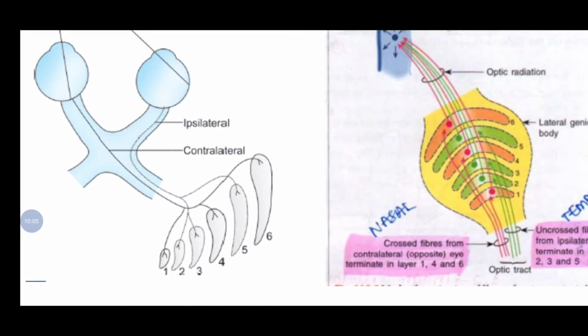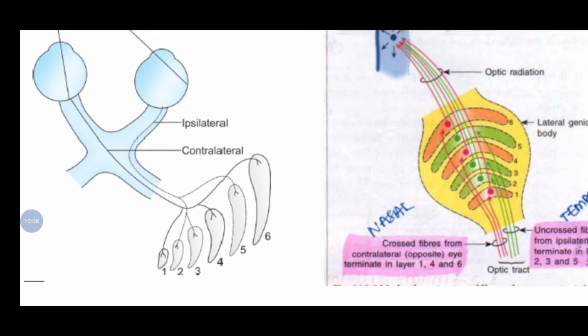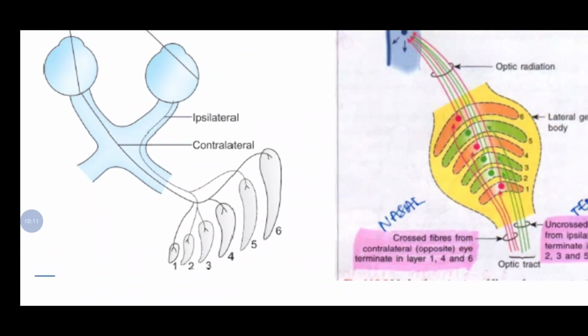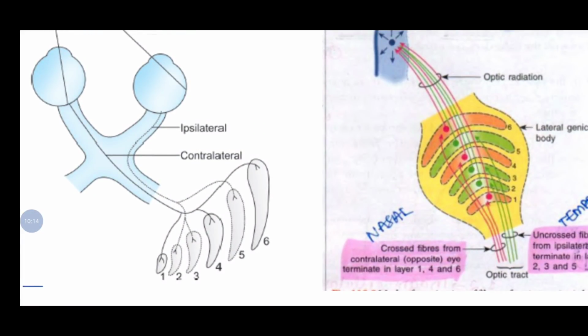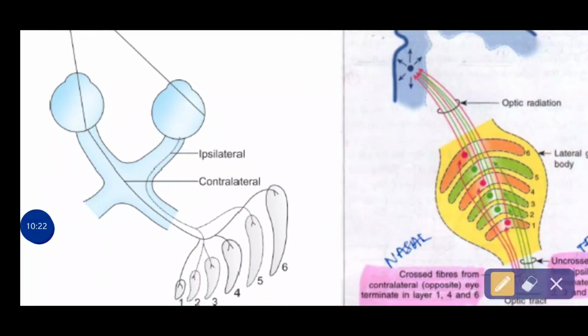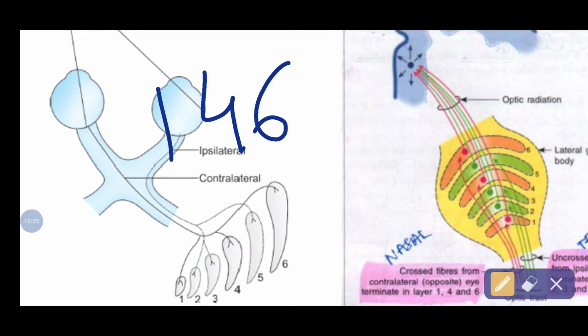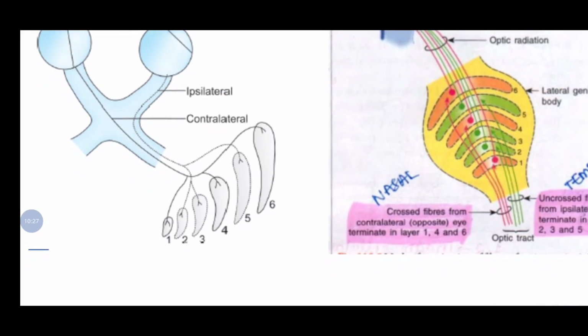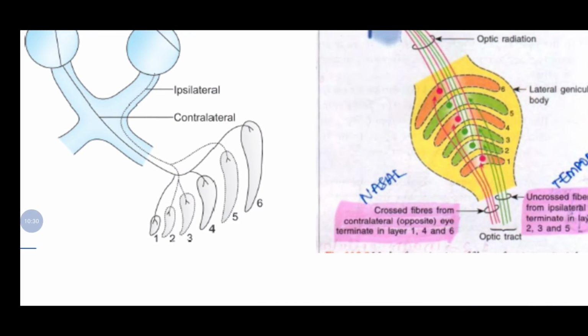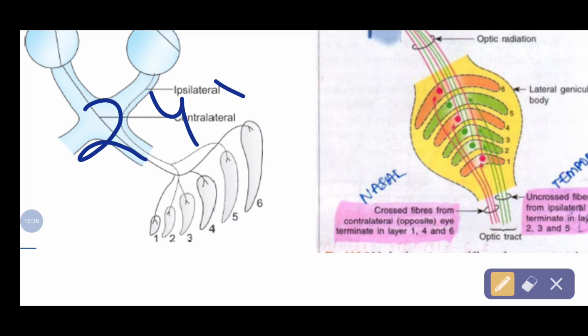We have layers in the lateral geniculate nucleus. We have 6 layers. The optic tract fibers which originate in the contralateral nasal retina terminate in layers 1, 4, 6 of the LGN, the lateral geniculate nucleus, and the fibers from the ipsilateral temporal retina, the ones on the same side, will terminate in layers 2, 3, 5, and the contralateral ones will terminate in 1, 4, 6.